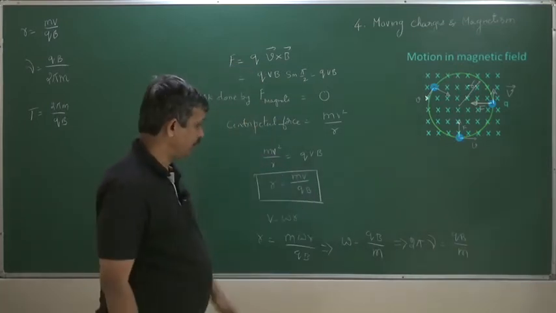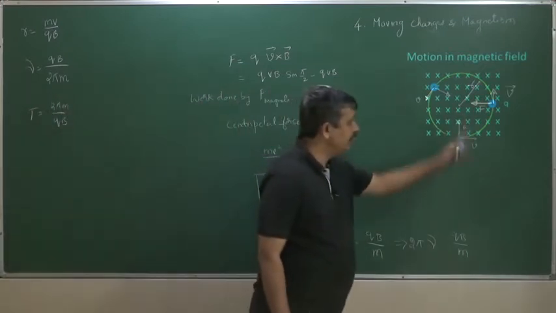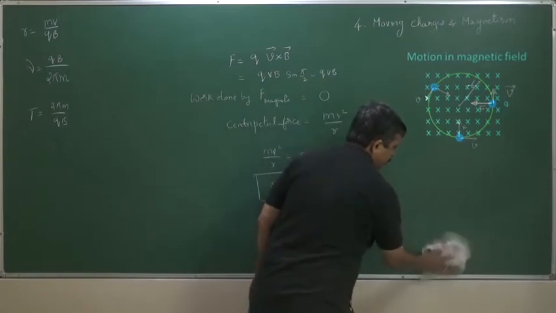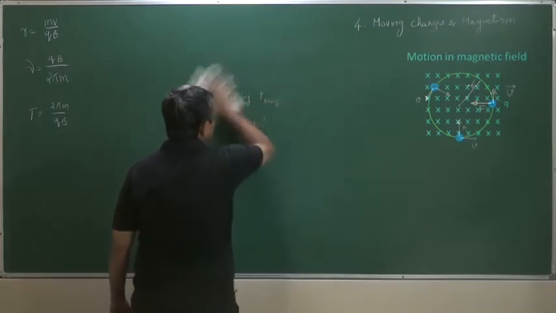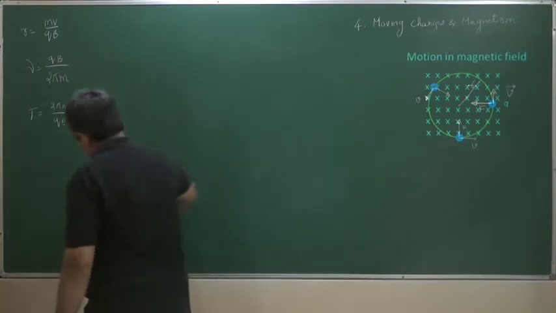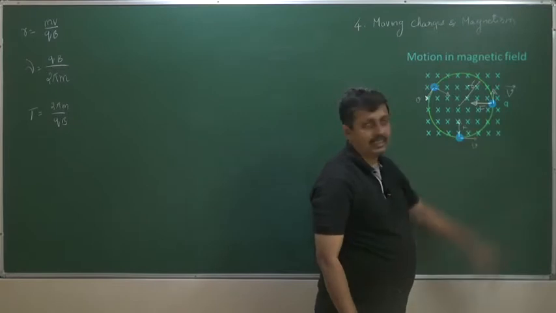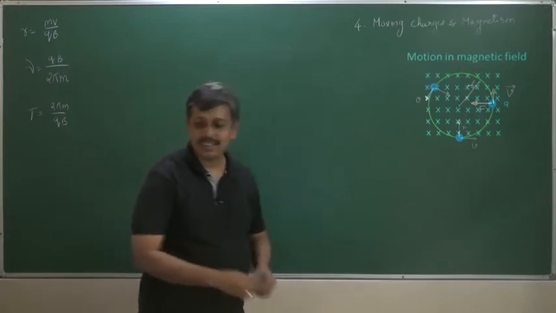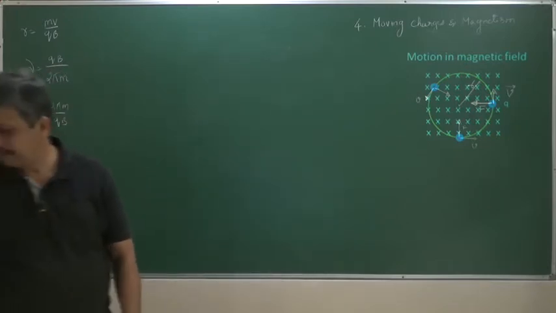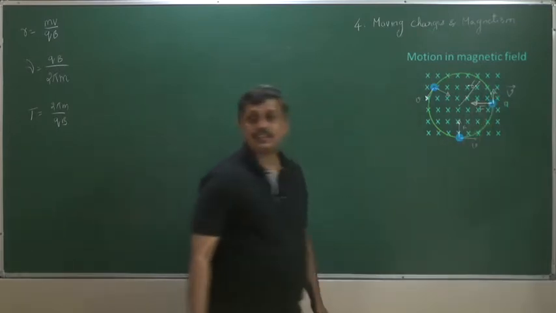Before we go into the cyclotron, I will see one small aspect of this. The velocity we have taken here to be exactly perpendicular to B. You can see here, the magnetic field is in this direction, towards inside, and velocity is in this direction. But it is possible that the velocity is in some other direction, not exactly like this. Instead it is at some angle, in a different direction.